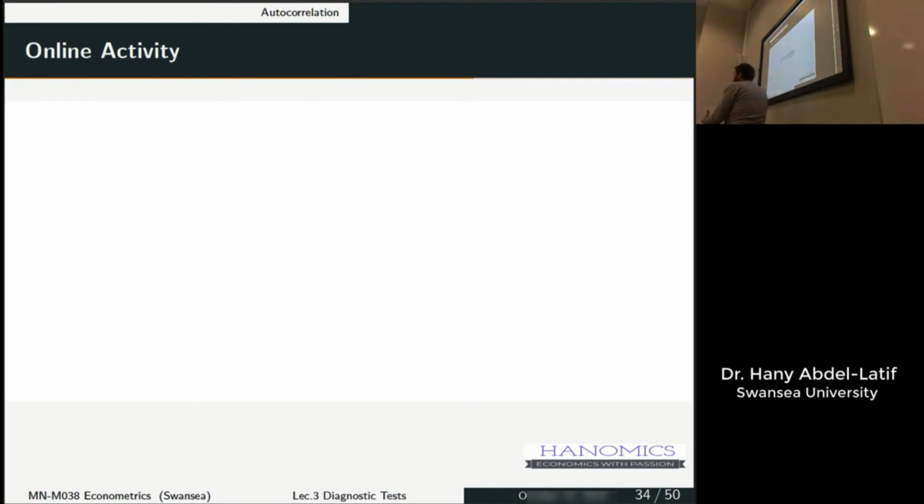Again, the problem with the presence of autocorrelation is that your OLS estimator is still unbiased, but it is not efficient. So it's not the one with the minimum variance. That means your estimators are not BLUE. You drop the B, so it's not best anymore. Remember, best means efficient, or the one with minimum variance. So if it's not the one with minimum variance, it's not BLUE anymore.